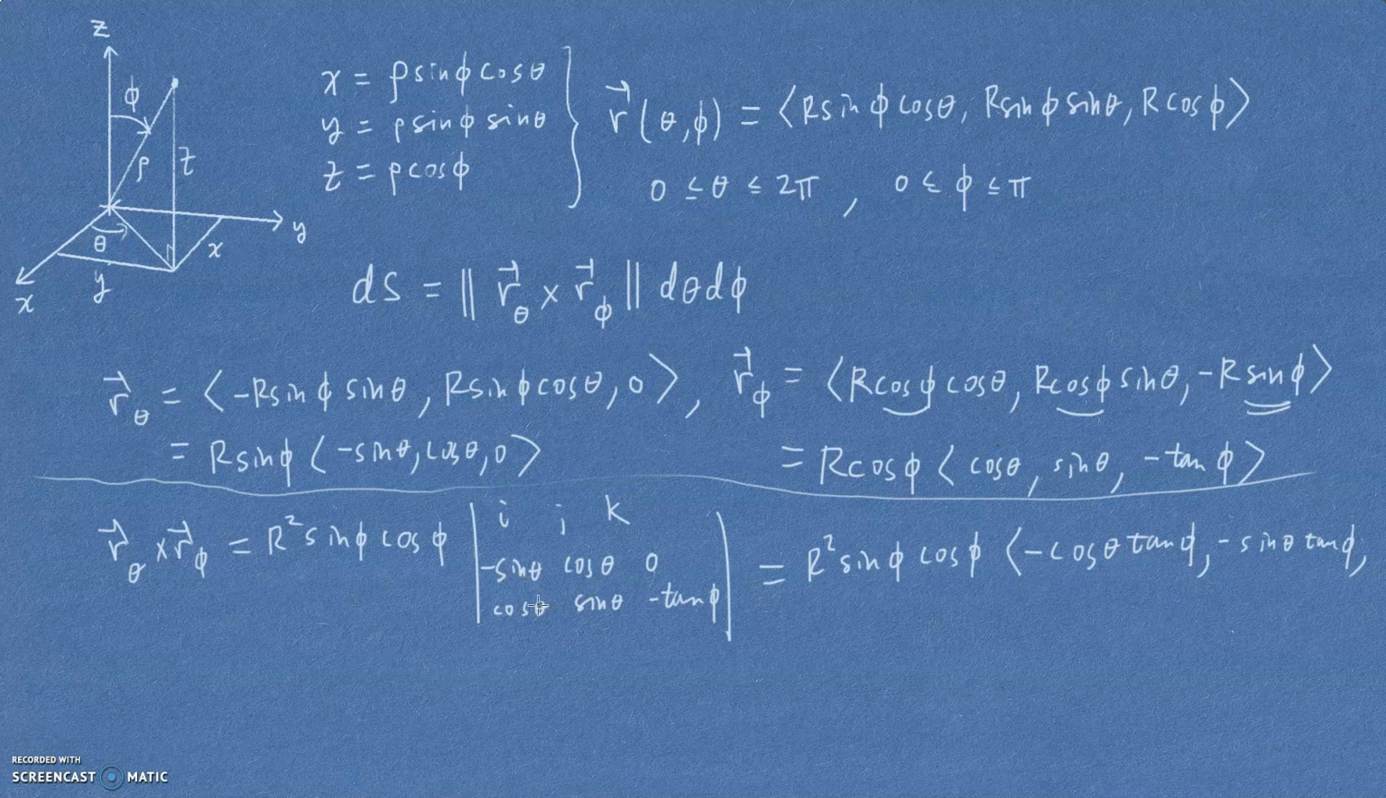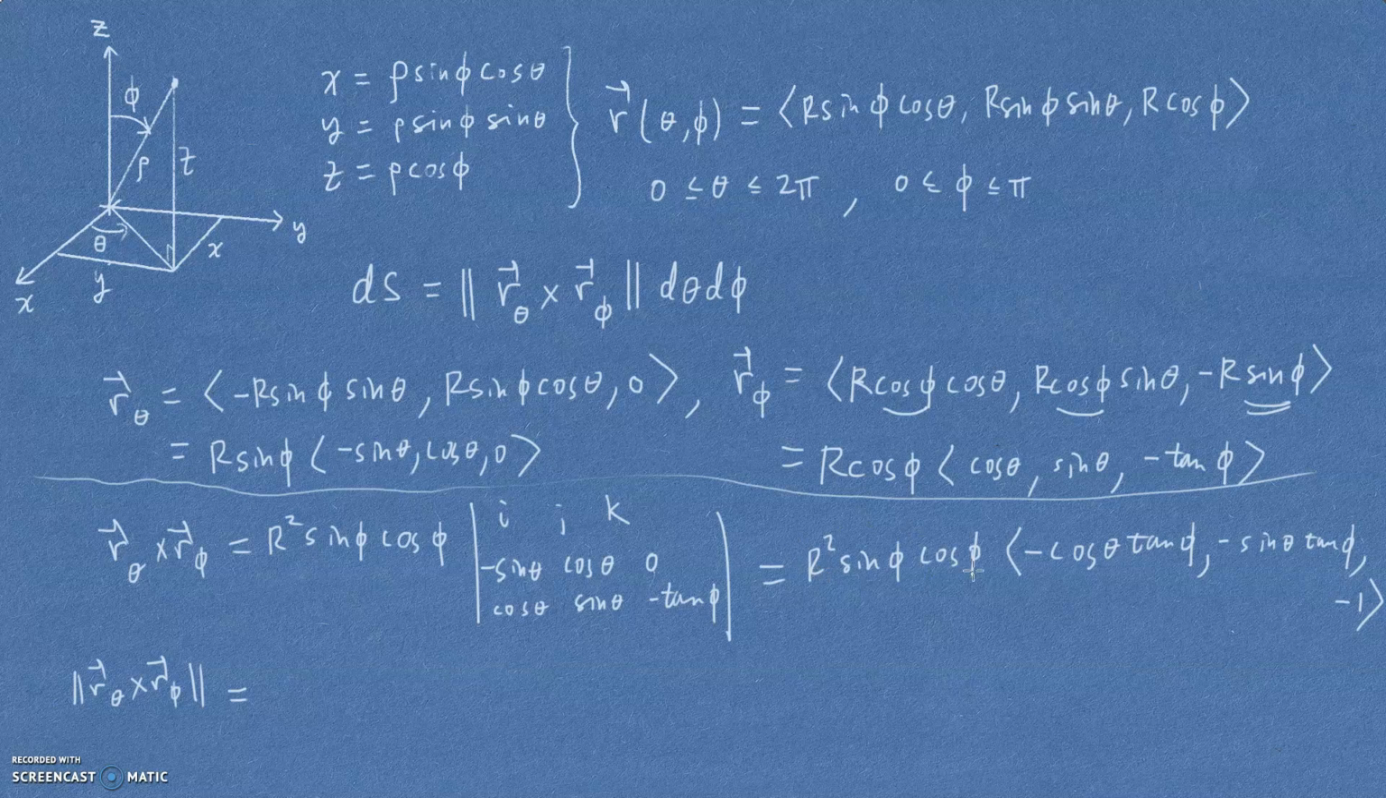negative sine squared minus cosine squared. Well, by a trig identity, that just makes the number negative 1, right? So I'll just squeeze that in here. All right, so that is this r theta crossed with r phi. Let's find the magnitude of that vector. All right, r theta cross r phi magnitude makes the following.